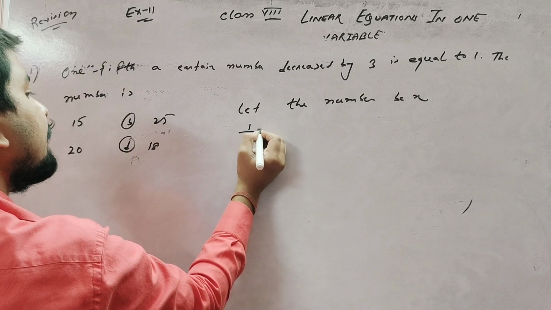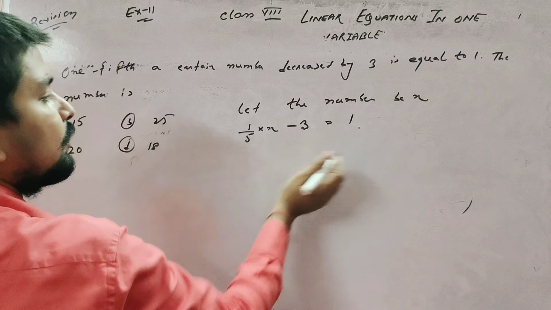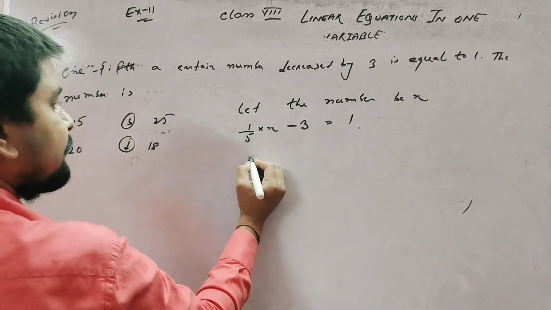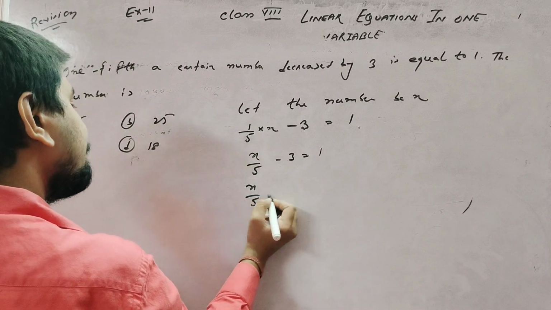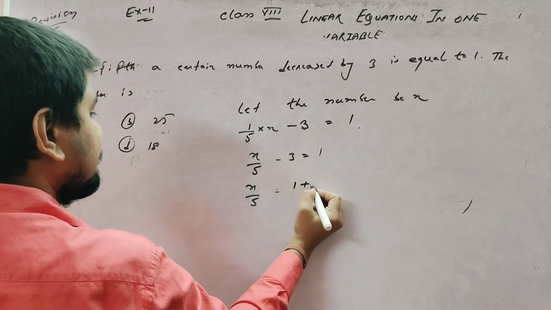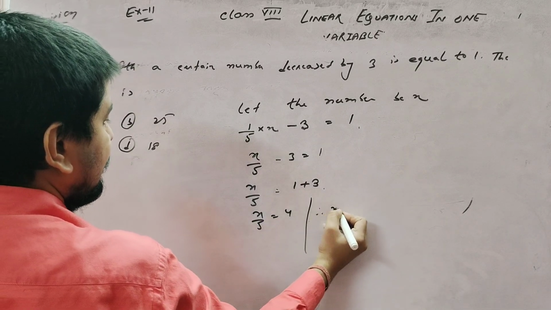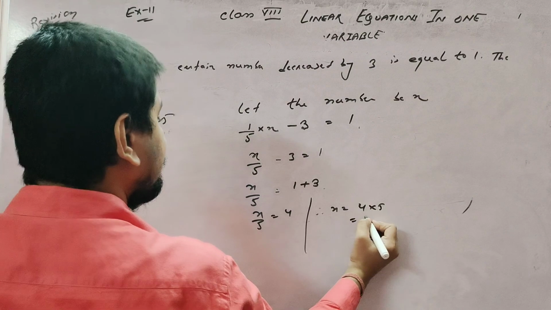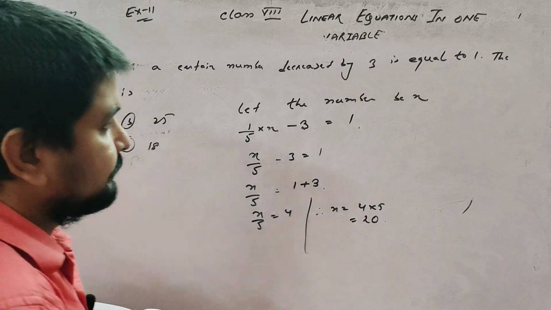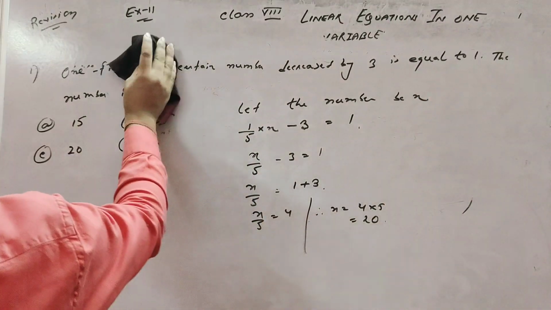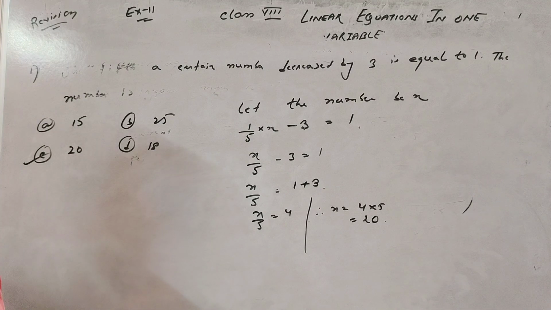1/5 into x, decreased by 3 is equal to 1. That means x upon 5 minus 3 equals 1. So x upon 5 equals 1, minus 3 going this side, that is plus 3. So x upon 5 equals 4. Therefore x equals 4 into 5, 20. 20 is the number. So 20 is the answer. Option C is the answer.